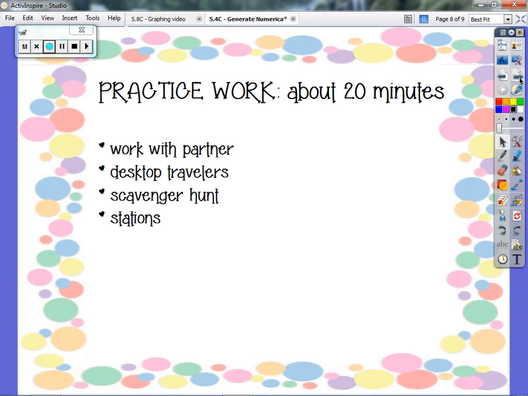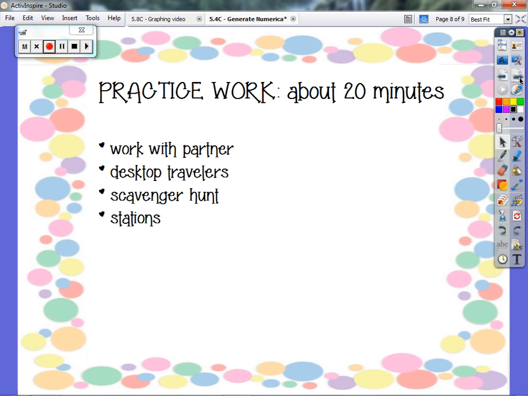During this time, I usually give the kids about 20, 25 minutes to work on this. I will assign them either partner work, desktop traveler, or a scavenger hunt station. So I may just give them problems. But during this time, so that they don't feel so restricted and feel like what they're doing is boring, I allow them to move around the room. They can pick a spot on the floor or a different area where they can sit down and work on these problems together. Like I said, I usually give them about 20, 25 minutes depending on how much time we have left.